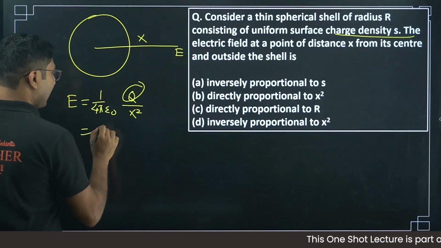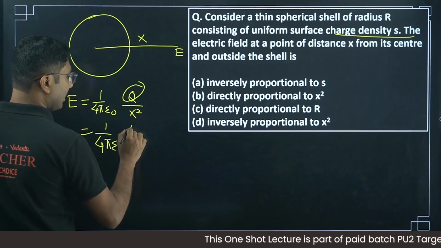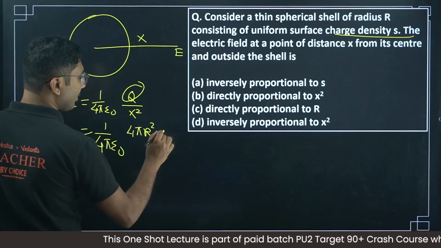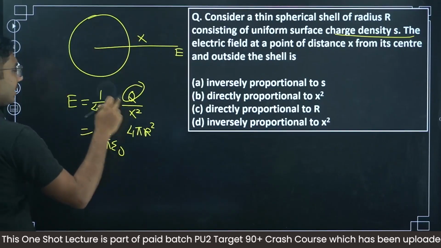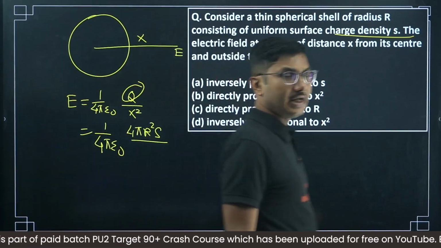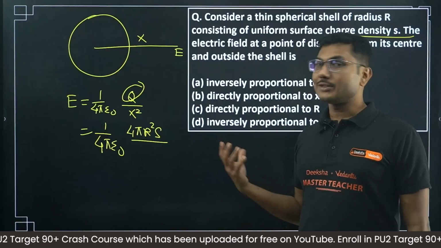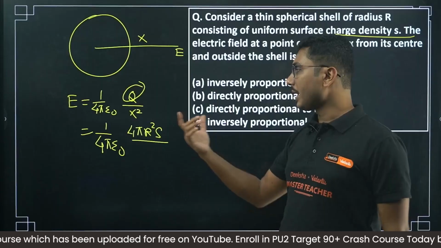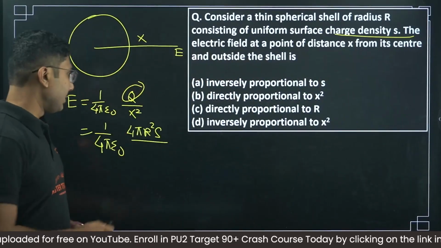So you can write 1 by 4 pi epsilon naught, and instead of Q you can write surface area 4 pi R square times surface charge density. So the total charge of an object is given by total surface area times the surface charge density. Mass of an object is density times its volume. Similarly, total charge is given by surface area times the charge density. Right? Now this is x square.